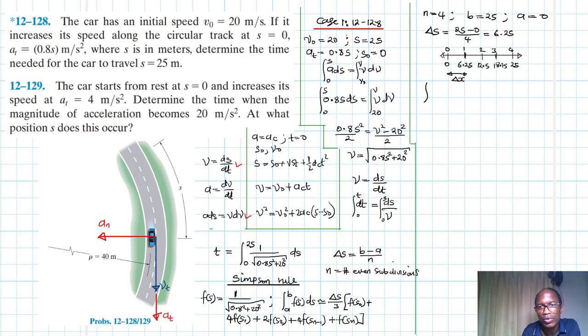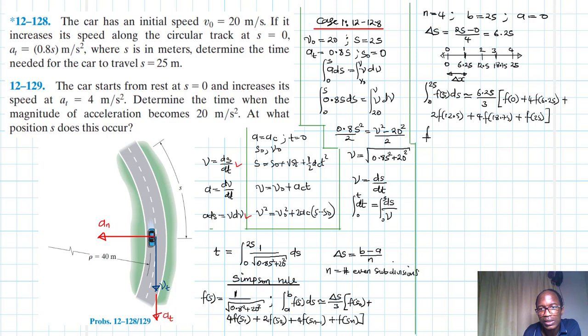So let's get moving. We are integrating from 0 to 25 of f(s) ds, and this is approximately equal to 6.25 divided by 3, times f of 0 as the first value, plus 4 f of 6.25, plus 2 f of 12.5, plus another 4 f of 18.75, and finally, with no coefficient, the last one, f of 25. Then we close.